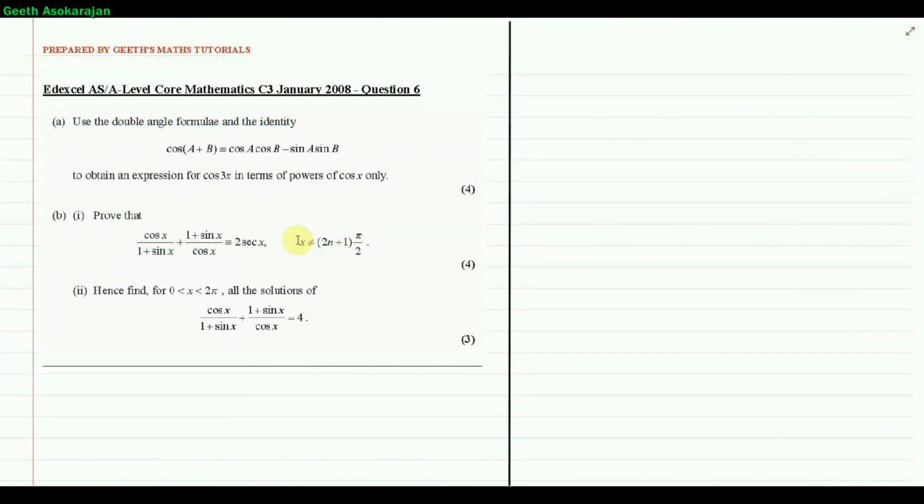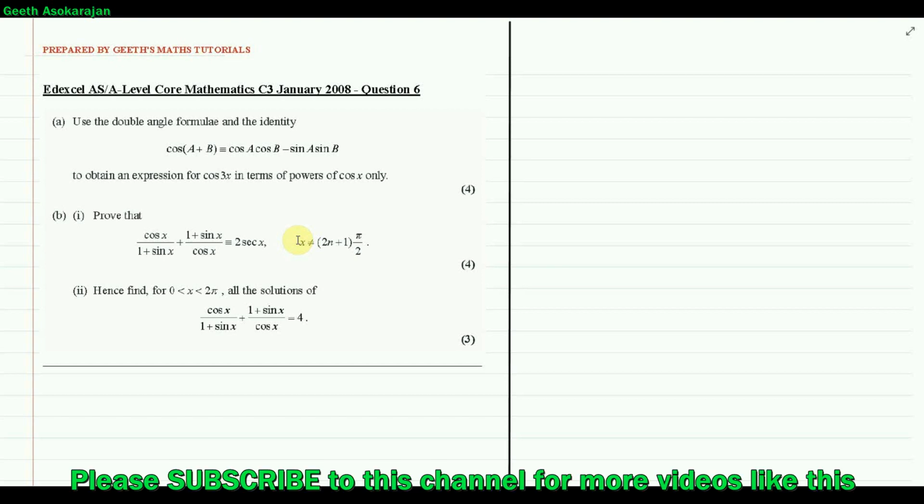Right, another past exam question. So this was a Core Maths C3 question from January 2008. This was taken from Edexcel and this is question number 6. So let's have a read.